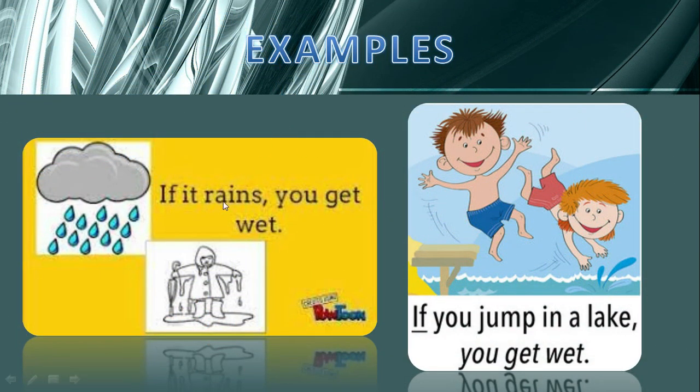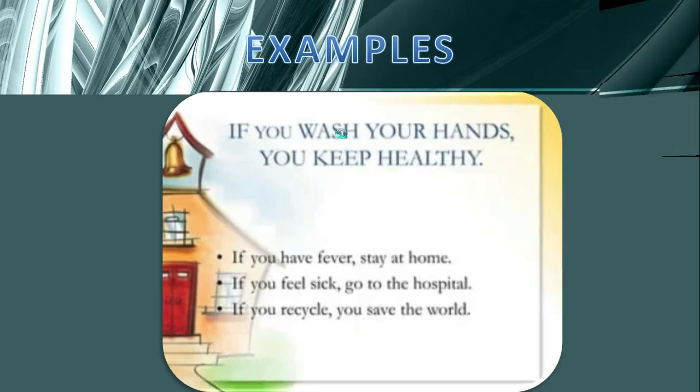Okay, if it rains, you get wet. Here you can also see both the sentences are in simple present tense. If you jump in a lake, you get wet. Both the clauses are in simple present tense, and they are facts. That's why they are examples of zero conditional. Okay, there are some more examples.